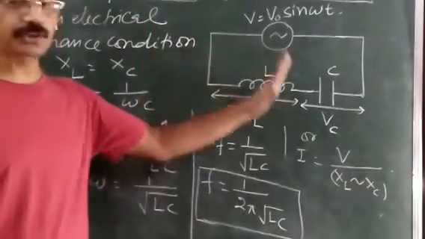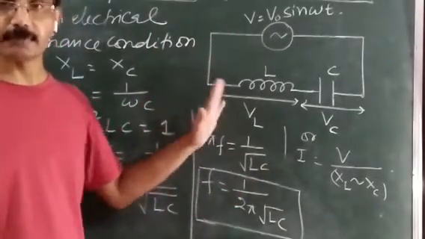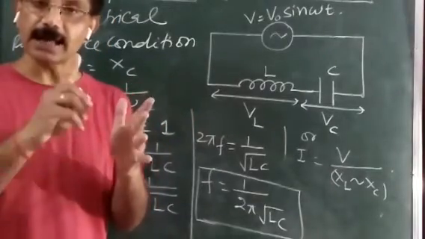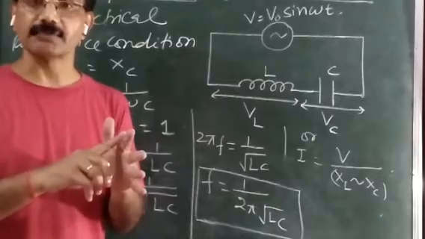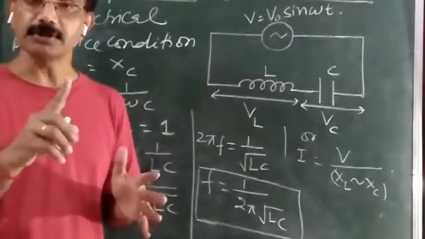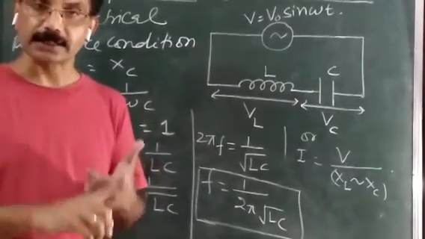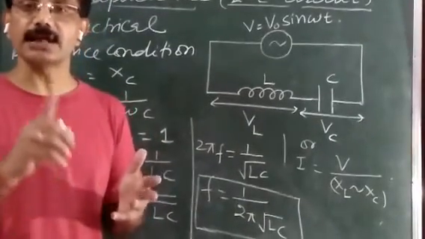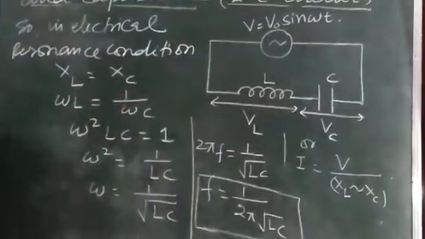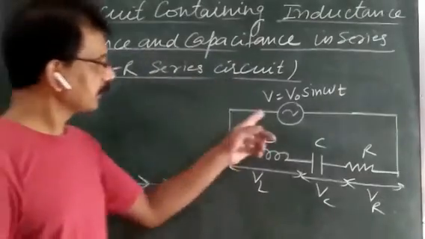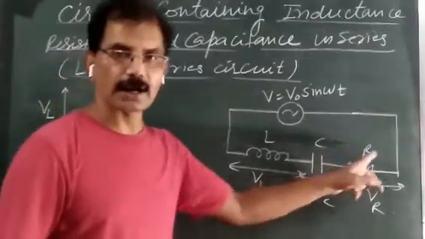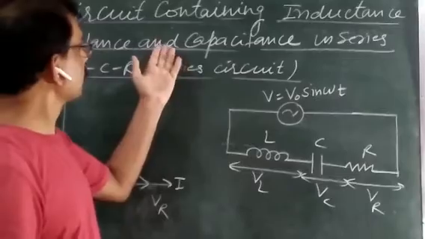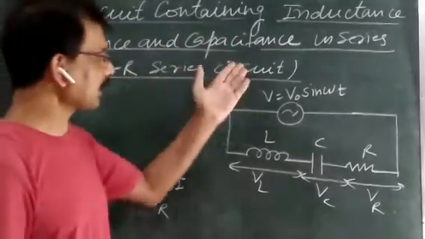Now, the last case which I am going to discuss here is very, very important because already I have discussed the LR series circuit, CR series circuit, LC series circuit, and now the last circuit, which one is what here? LCR. Means the circuit containing inductance, resistance, and capacitance in series. That one is called LCR series circuit. So in this circuit, LCR are connected in series. The last one is the circuit containing the inductance, resistance and capacitance in series, the LCR series circuit.